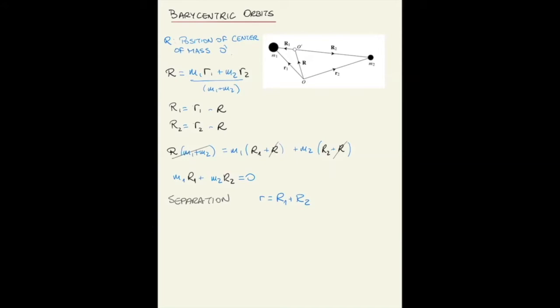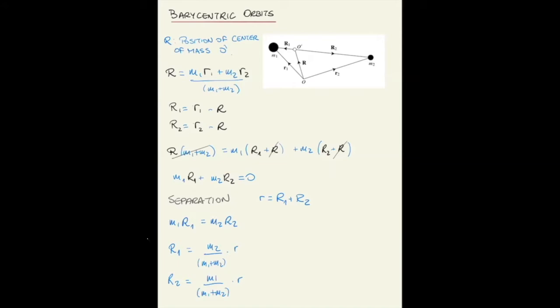And the distances of the masses from the central mass are related by M1 times R1 equal to M2 times R2. Thus, it follows from these definitions that the modulus R1 of the vector R1 is equal to M2 over M1 plus M2 times the separation, and R2 is equal to M1 over M1 plus M2 times the separation. As you see, big R1 and big R2 are just scaled versions of the separation little r.